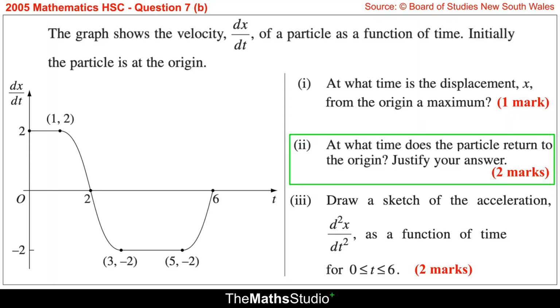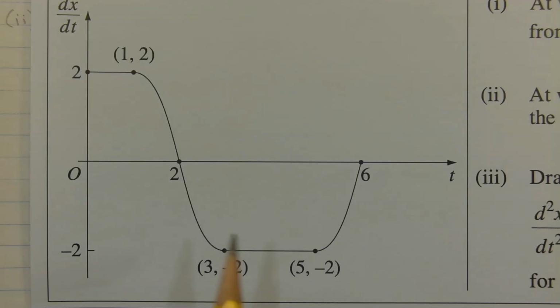Part 2. At what time does the particle return to the origin? Justify your answer. Since we have the graph of the velocity of the particle with respect to time t, the signed area bounded by the curve and the time axis t gives us the displacement of the particle, which represents the distance away from the origin at that point in time.